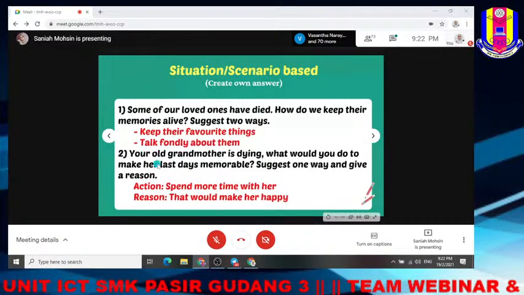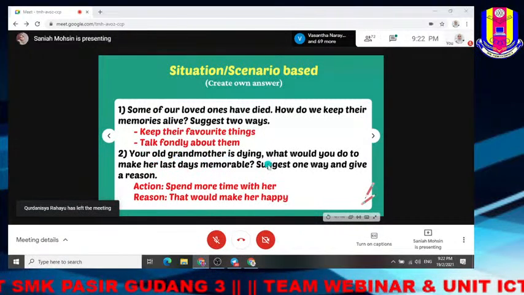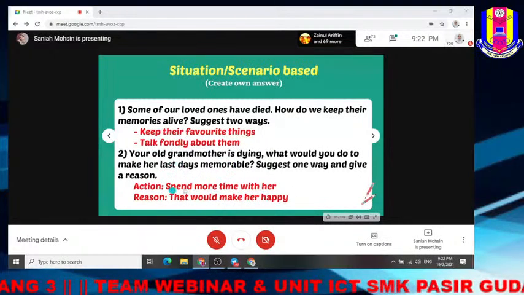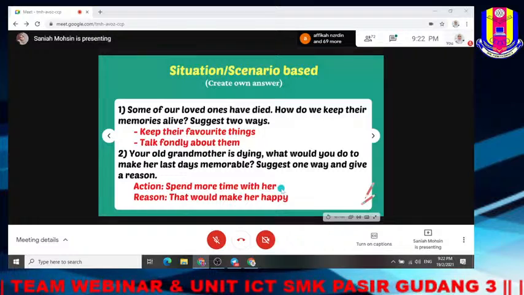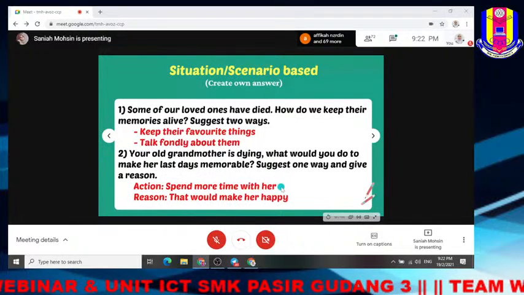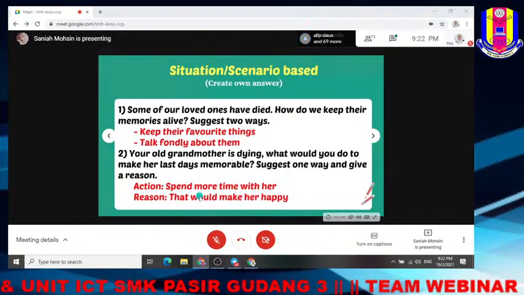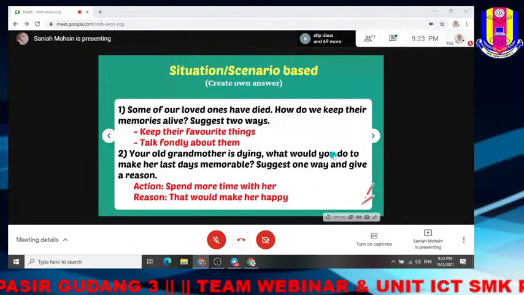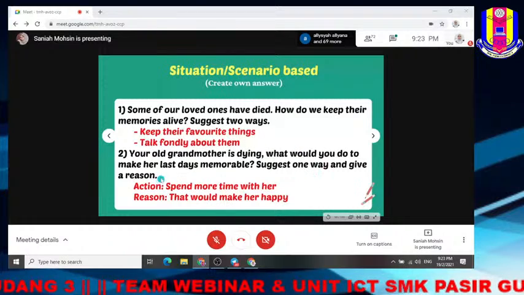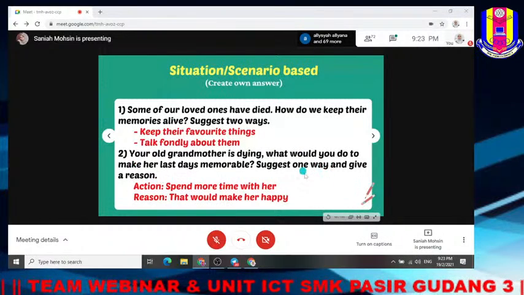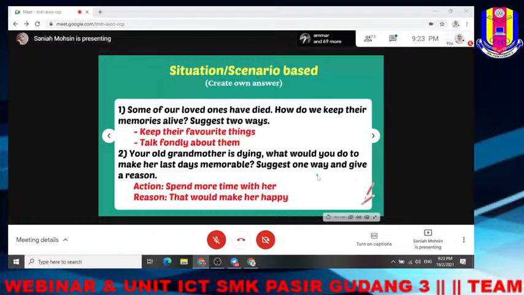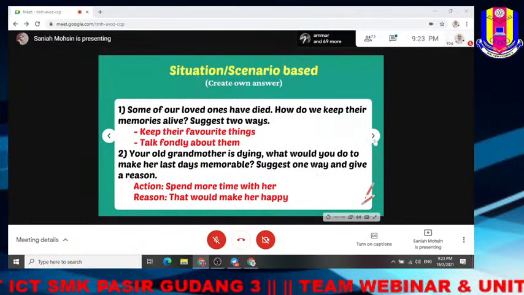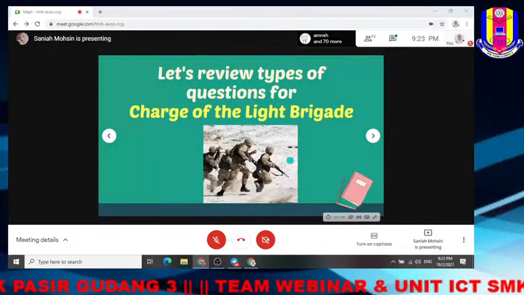Okay, so over here you talk about your grandmother is dying. What will you do to make her last days memorable? Okay, spend more time with her. Okay, tak perlu bagi duit ke apa. When you spend time with other people, okay, it can make other people happy. So ingat keyword kat sini dia tanya 1 way and a reason. So pastikan kamu letak satu cara dan bagikan sebab. Okay, this is example of questions, okay, for living photograph.